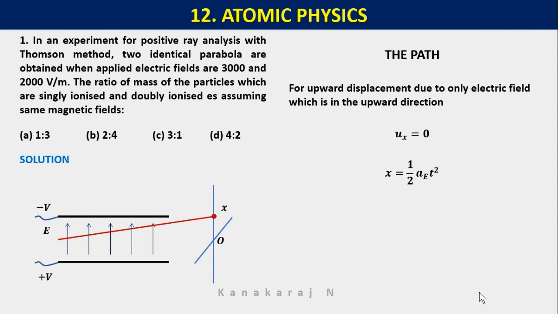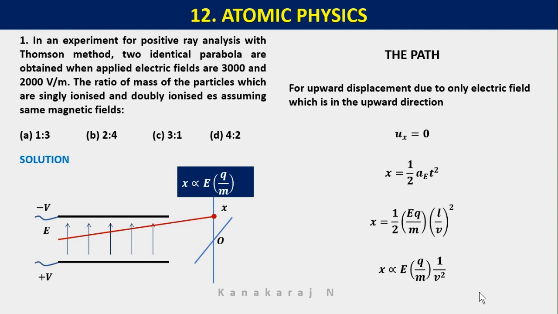Here a is the acceleration due to electric field and t is the time taken by this positive ray to cross the electric field. So x equals 1 by 2, and we replace the acceleration by the electric force by mass. Electric force is replaced by EQ and the time is replaced by the length of the plate divided by the velocity of the positive ray. Good. And x is proportional to E times Q by M times 1 by V square. Let us write this near the diagram: x proportional to E times Q by M times 1 by V square.